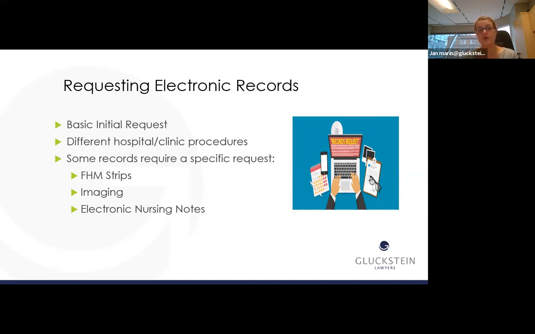This can also happen with doctor charts as well. So if there's specialists or physicians working within the hospital that maintain their own office chart, that might not form part of the hospital chart and wouldn't have been available to the health records department to print off.